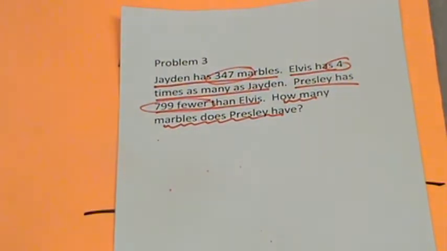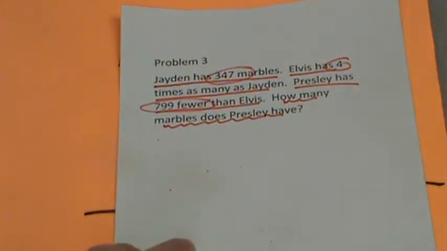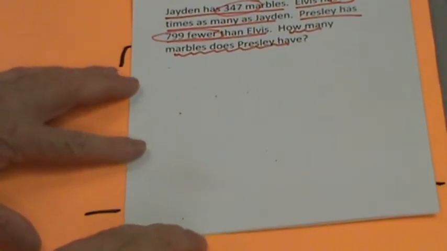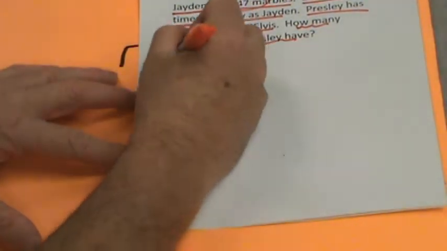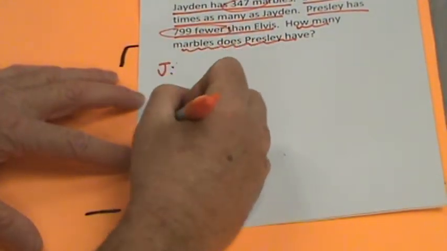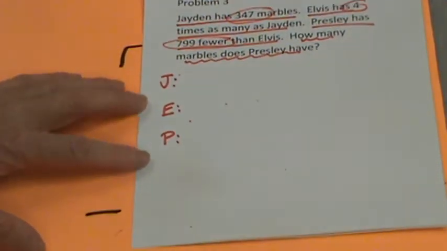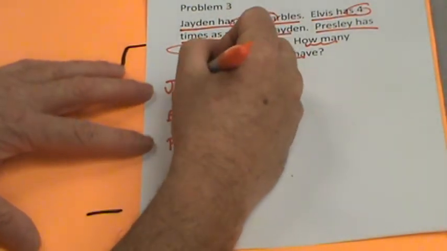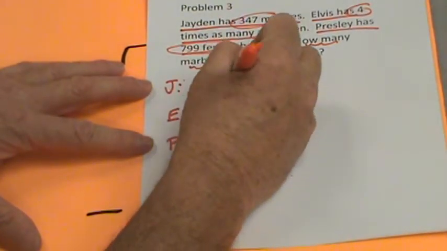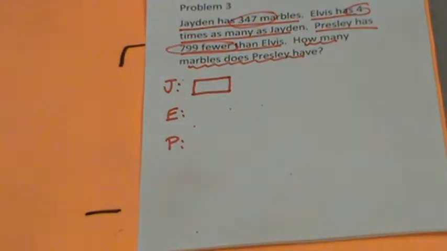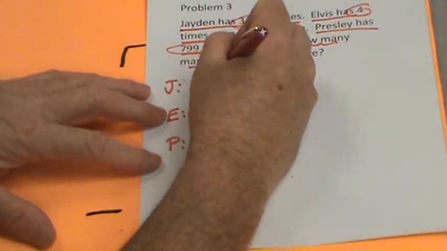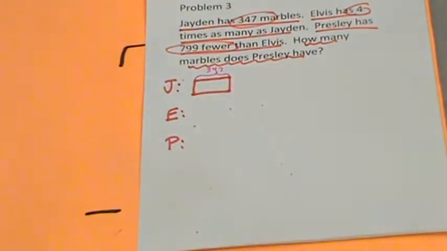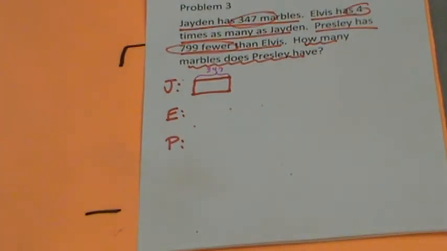So here we see, we've been doing this all along. It's all about a 2-step process, okay? So get this all copied down. We're going to scroll up. And I'm going to put Jaden, Elvis, and Presley. So Jaden has 347 marbles, right? We circled the 347. 347 marbles. Elvis has 4 times as many as Jaden.